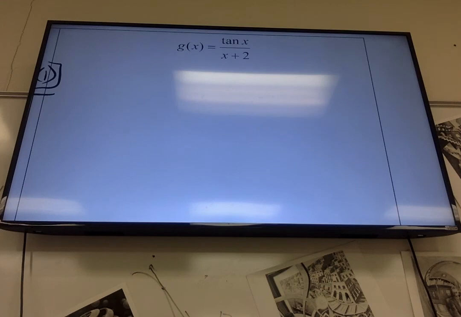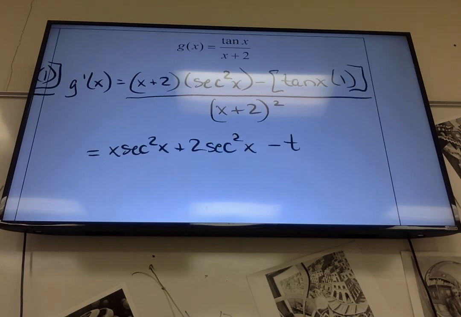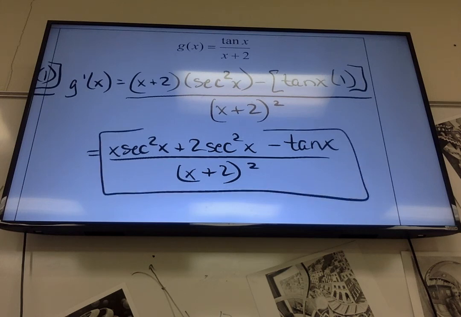Let's do this one. This one has a trig function in it. So g prime of x. Low D high. What's the derivative of tangent? D high minus high D low, which is just one, square the bottom and away we go. Okay, distributing the secant squared. It's x secant squared x plus 2 secant squared x minus tangent x over x plus 2 squared. It's not pretty, but that's it.